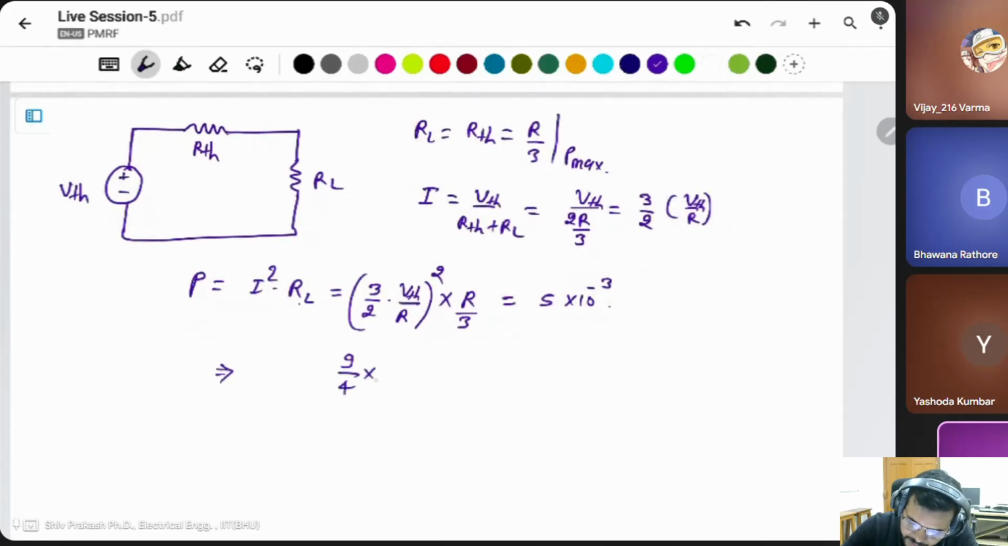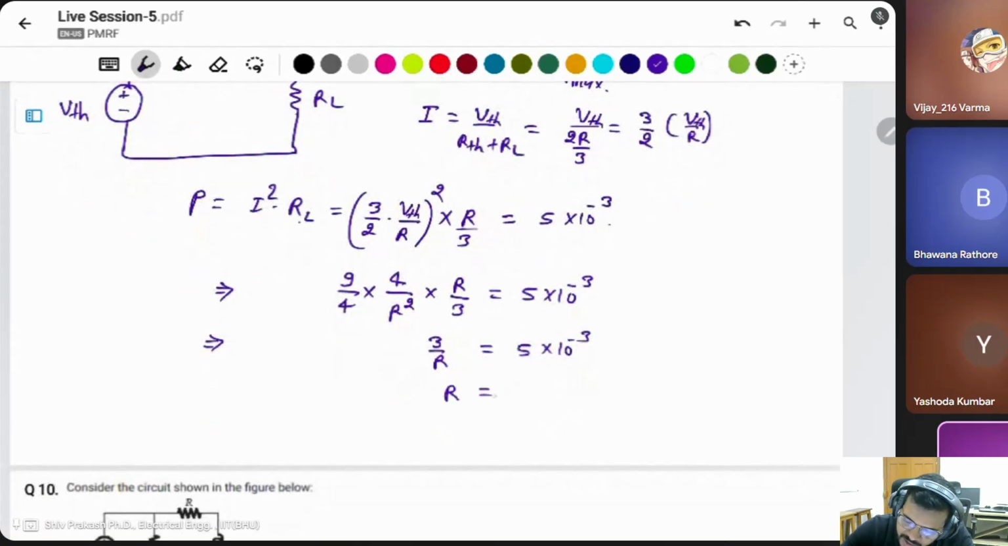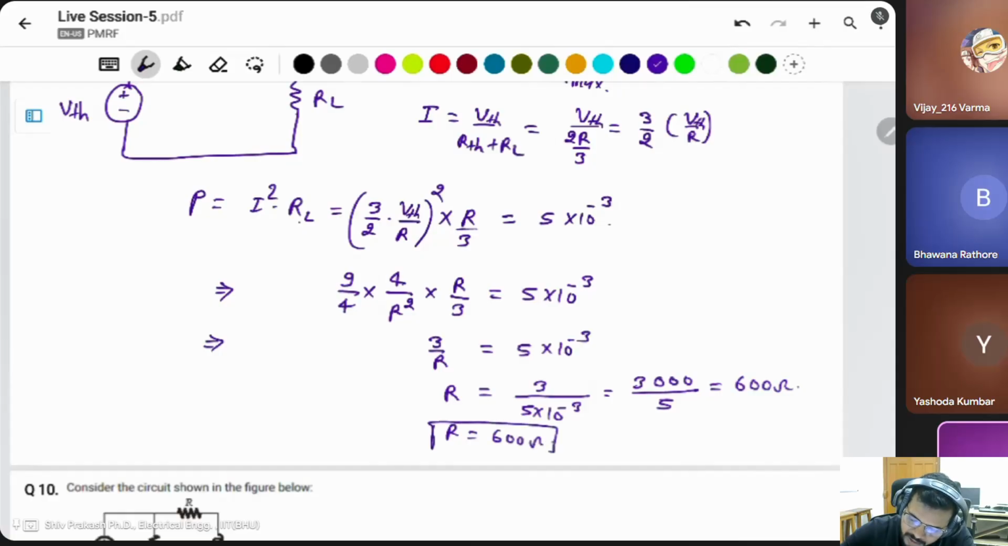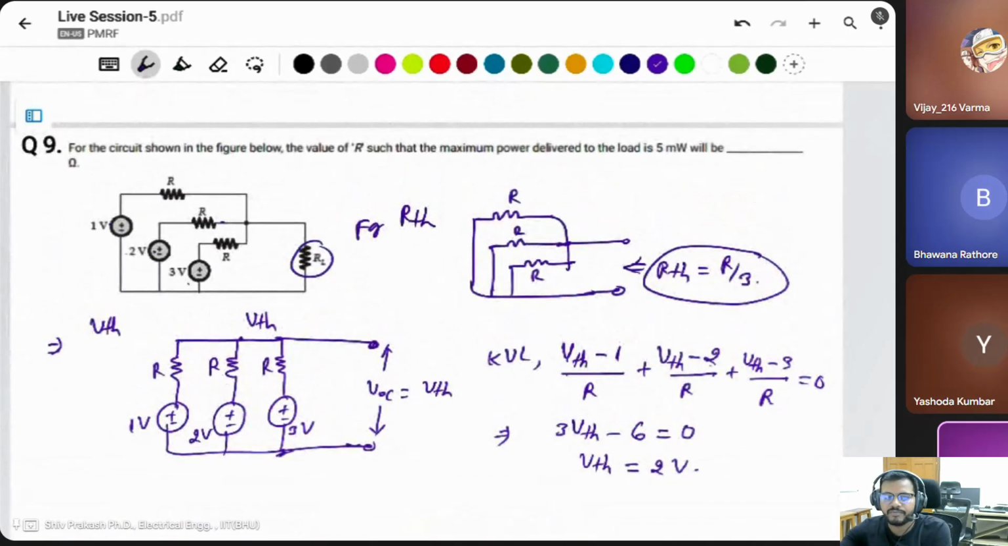This will be 9 by 4 into VTH. VTH is 2. 2 square is equal to 4 divided by R square into R by 3 is equal to 5 into 10 to the power of minus 3. R cancels out, one R, and the 4 cancels out. This will be 3 by R is equal to 5 into 10 to the power of minus 3, and the value of R is equal to 3 divided by 5 into 10 to the power of minus 3, which is 3000 divided by 5, equal to 600 ohm. R is equal to 600 ohm. A 600 ohm resistance is required for the power transfer to RL to be 5 milliwatt.